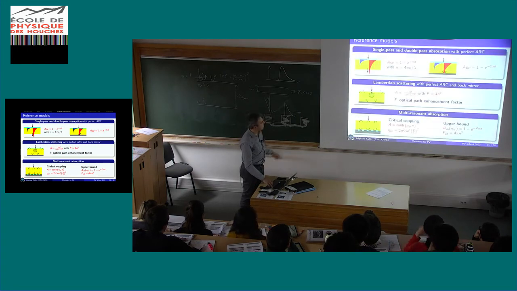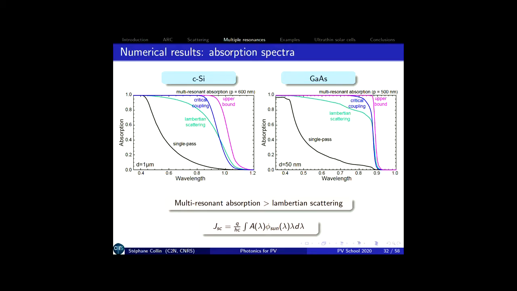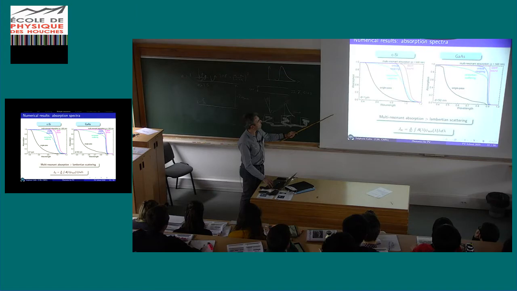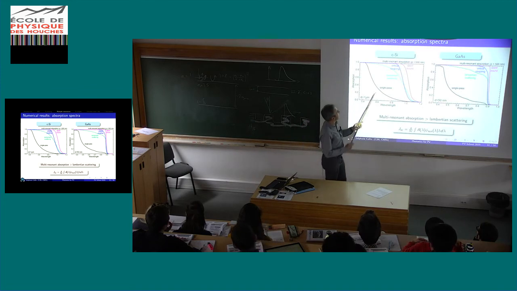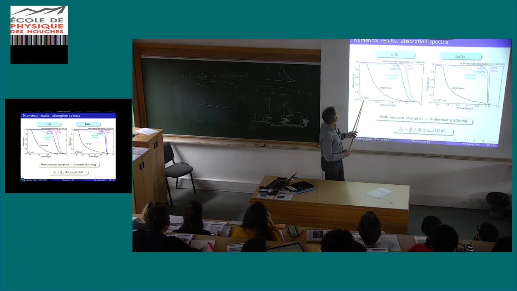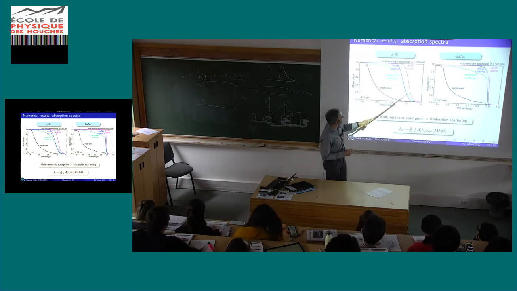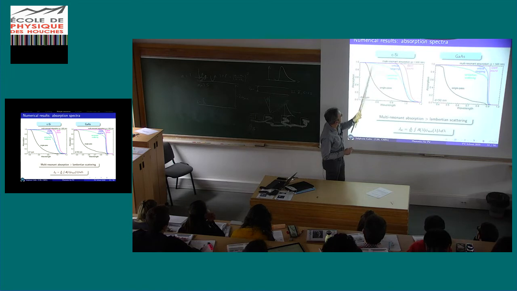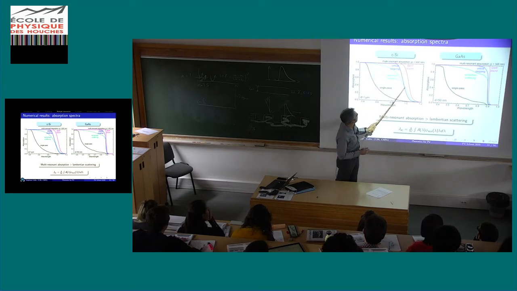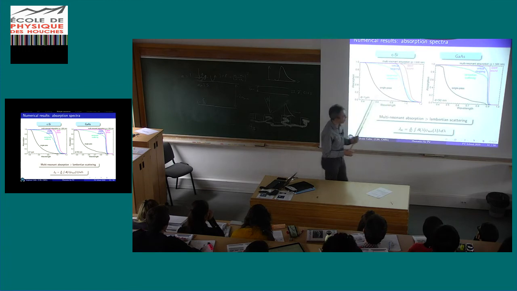So I skip this. So this is another strategy as compared to Lambertian. You can write equations. We won't do it. I just want to show you, just look at this graph. You take the refractive index of crystalline silicon. You say, okay, I have 1 micron thick silicon. I plot single pass absorption. You have this curve. Lambertian scattering with the formula I have shown, you have this curve. Remember, this formula is not correct in this region, but you can play with it. And if you have multiple resonances, you can have even higher absorption.